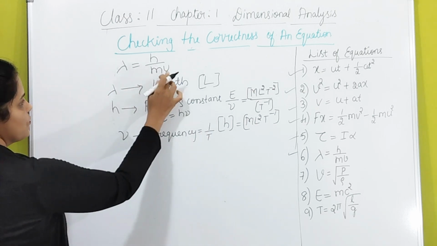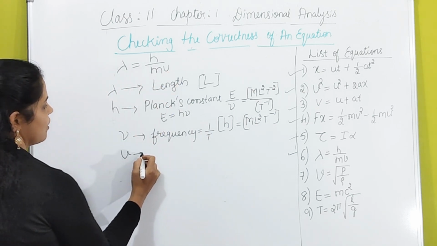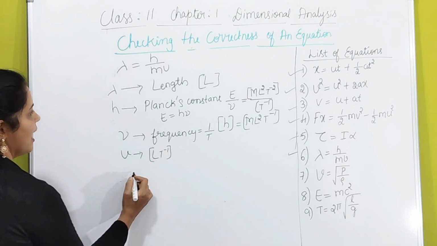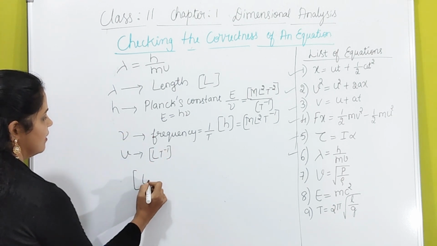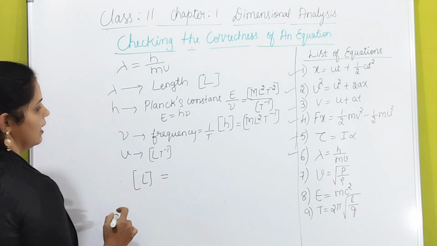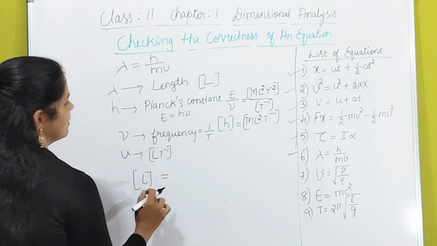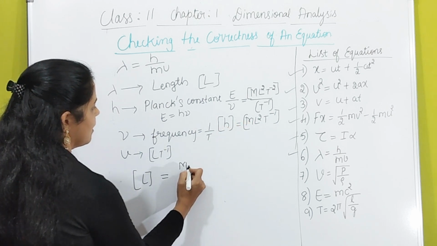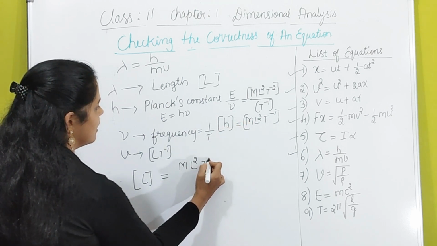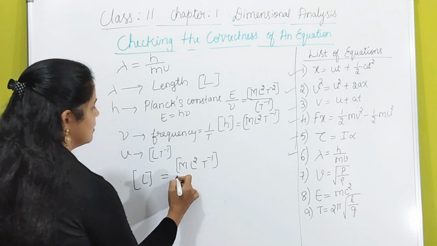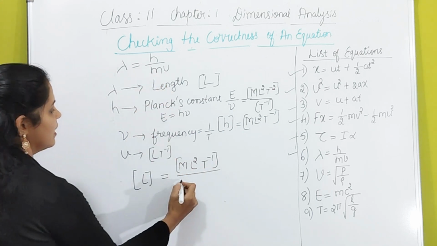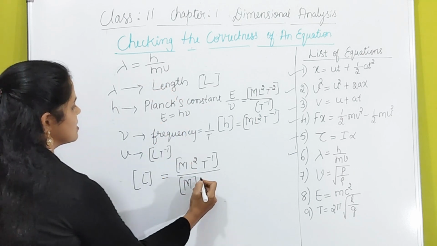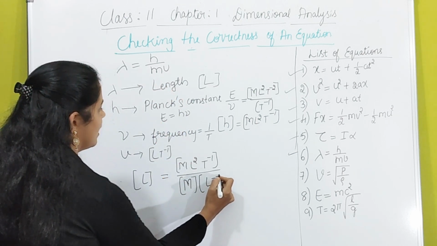And m is mass, v is velocity. We know that the velocity is LT minus 1. Let us substitute now. Lambda is L. On the left hand side you write only L. On the right hand side, first you write the numerator, which is h. What is the dimensional formula of h? ML²T minus 1, divided by m, which is mass, and v, which is velocity, LT minus 1.